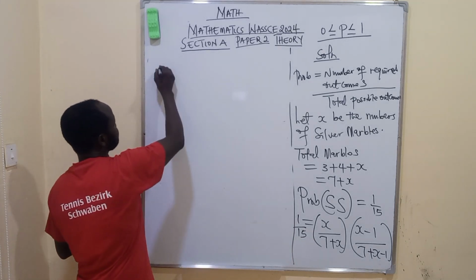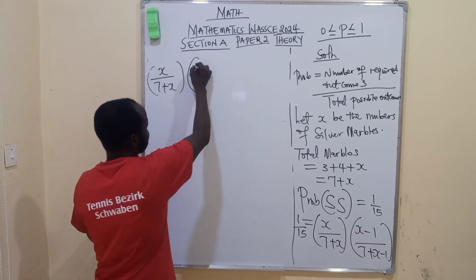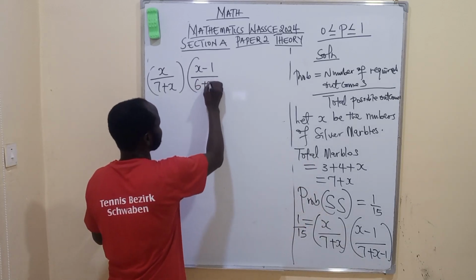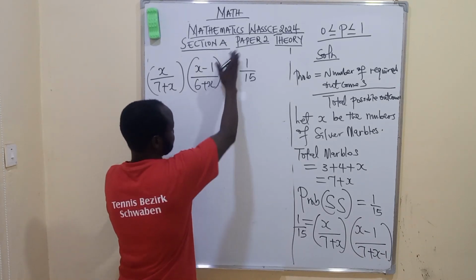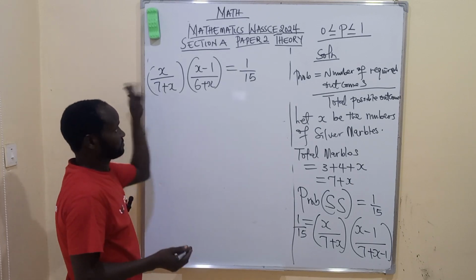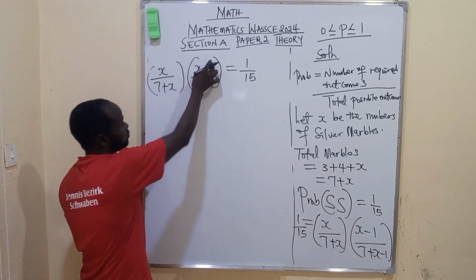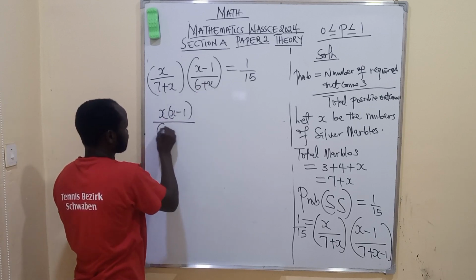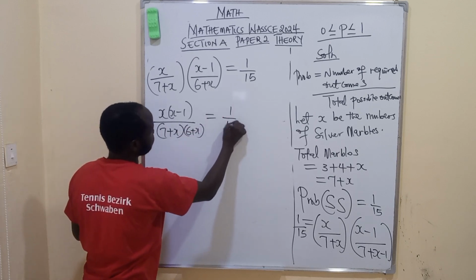Let's write it here. This will be X divided by 7 plus X, multiplied by X minus 1 divided by, we can say 7 minus 1, that will be 6, that will be 6 plus X, all in bracket, equals 1 divided by 15. This is the probability of picking. It's given already. So we can find the LCM and clear this fraction if we want, or we can multiply first, or we can say X times the whole of this. That will be X into X minus 1 divided by 7 plus X times 6 plus X equals 1 divided by 15.